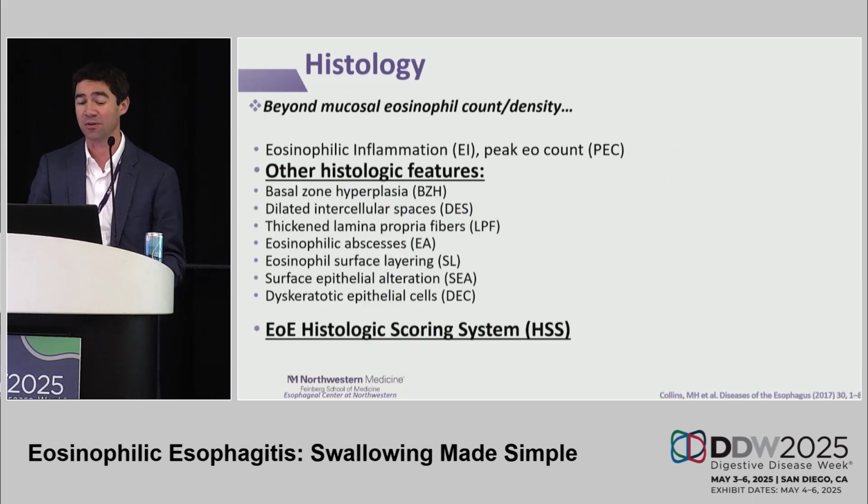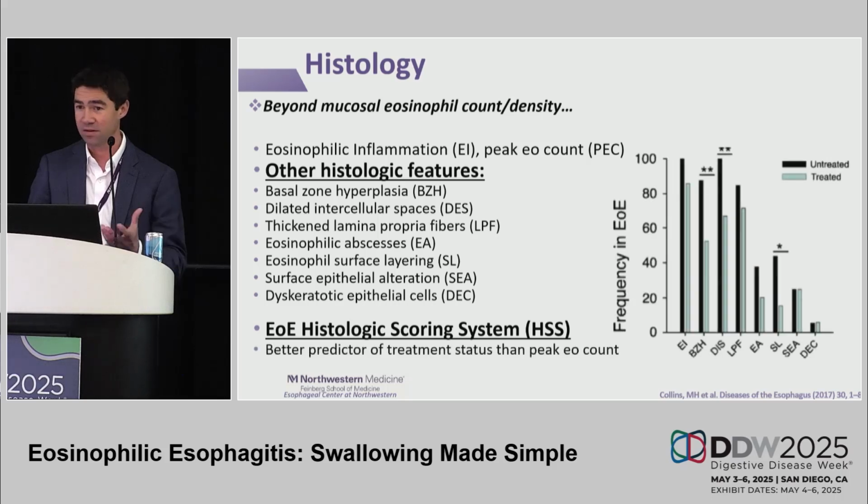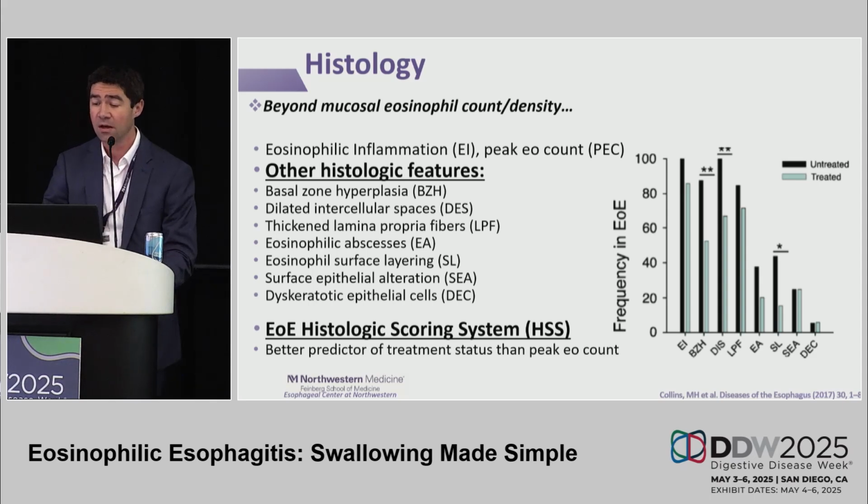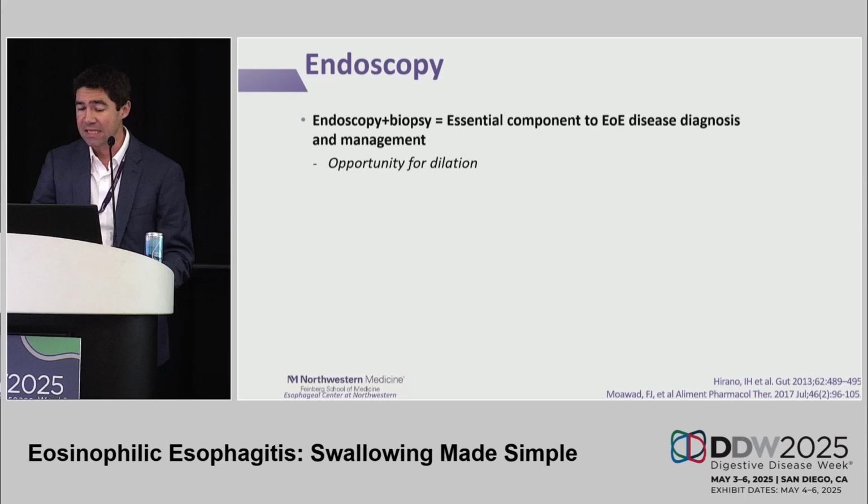And Dr. Khan talked about the histologic scoring system that was described by Margaret Collins, and it looks at some of these other features that start to look at remodeling. In the same study that's already been shown here, this can actually track better than peak eosinophil count when it comes to looking at treatment status in a number of patients. So, something to think about beyond the eosinophil count.